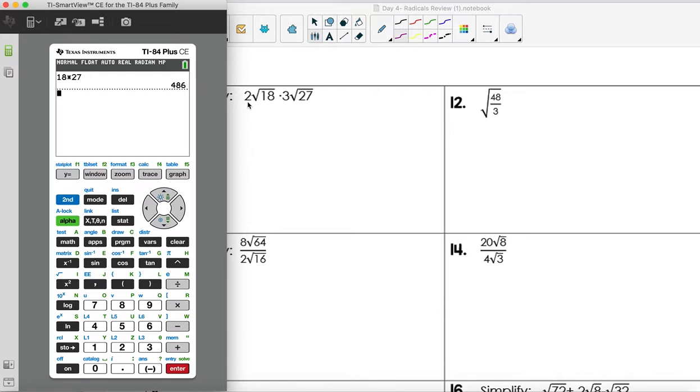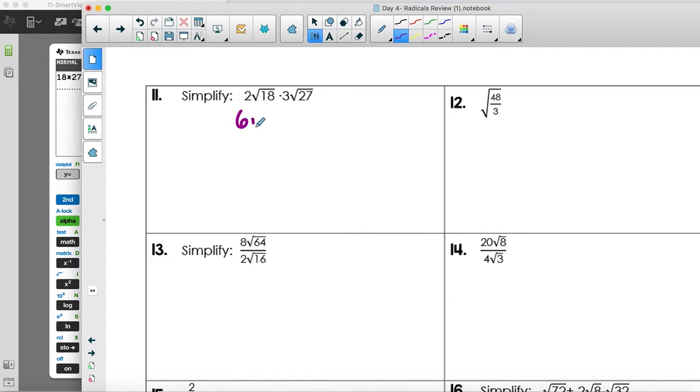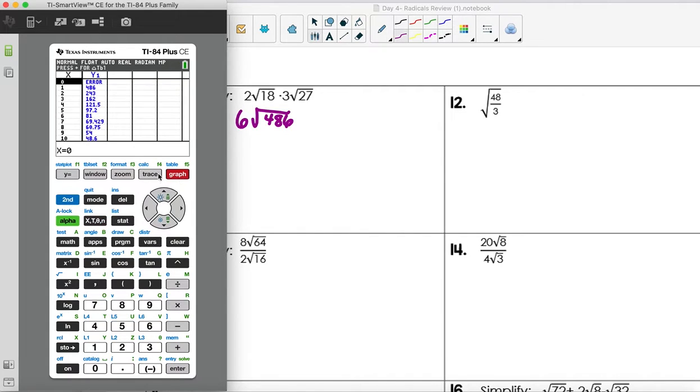So that means I would get 2 times 3 is 6, right? And then 18 times 27 was 486. And then if you recall, some of the kids were asking me to do that whole like 486 divided by x if you wanted to look at that list of numbers. And these are like, so 1 times 486, 2 times 243. And I'm looking for a perfect square. And look at that. I see 81 there. So 6 and 81 works.